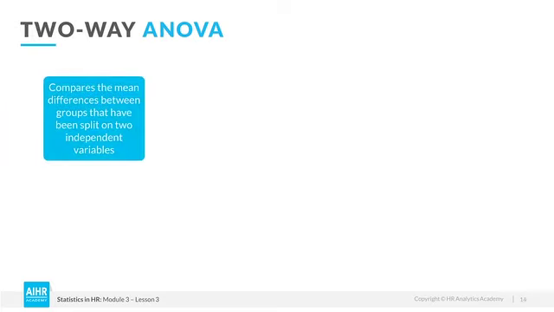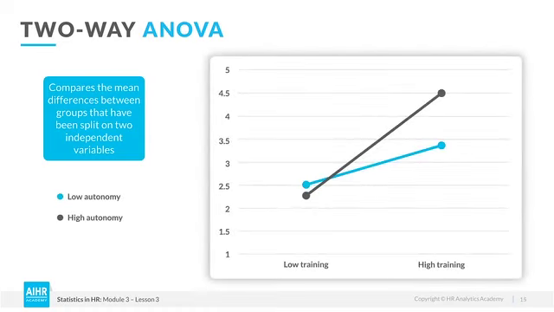Next, we have the two-way ANOVA. The two-way ANOVA compares the mean differences between groups that have been split into 2 independent variables. The primary purpose of a two-way ANOVA is to understand if there is an interaction between the 2 independent variables on the dependent variable. For example, you could use a two-way ANOVA to understand whether there is an interaction between training level and autonomy on job performance. This is the example we explored in Module 2 about moderation, where our third factor influences the relationship between the independent and dependent variable.